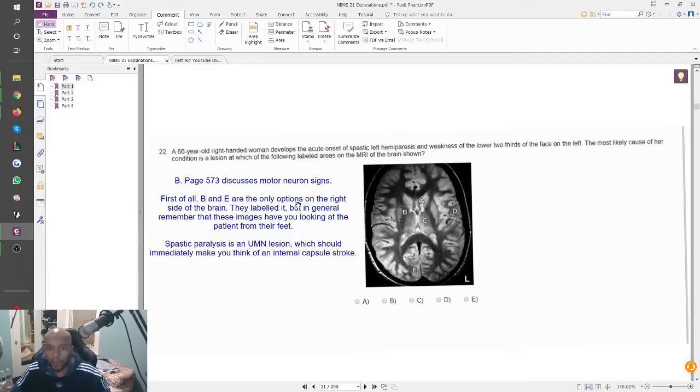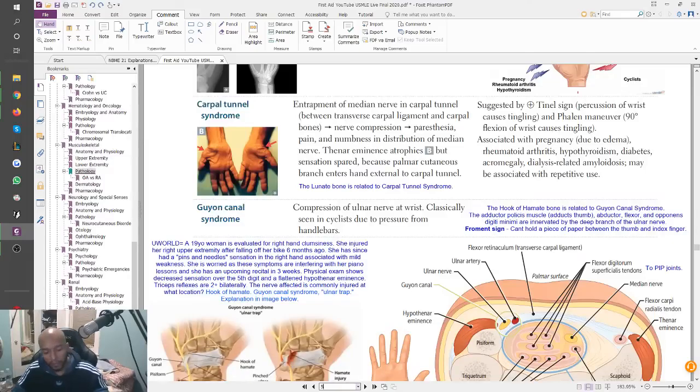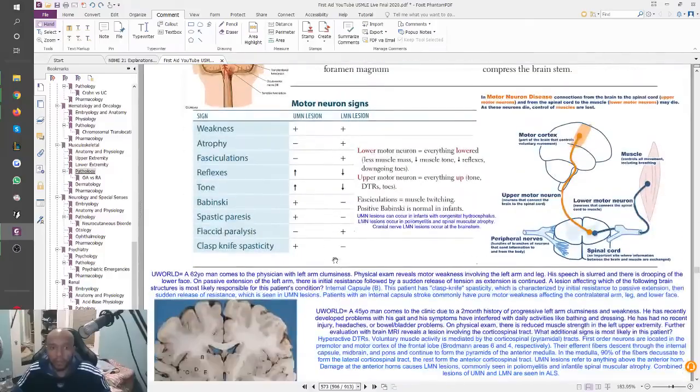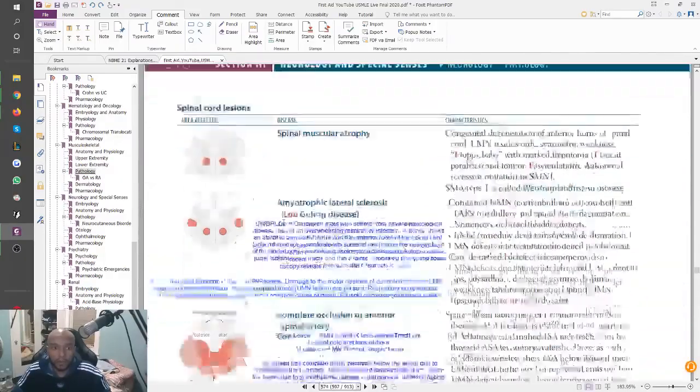Either way, B and E are the only options that are on the right side of the brain here, right? Because this is your left side. And this is an internal capsule stroke. It's a pure motor stroke. If we go to page 573, we can see that. And that's something that you have to be ready with, right? So motor neuron signs. Wait, one more thing though.